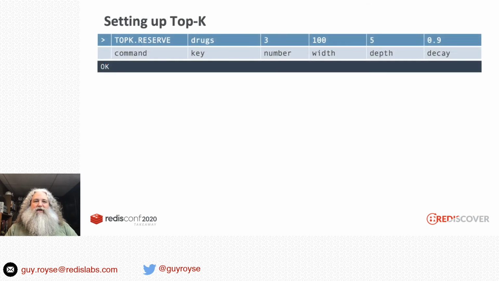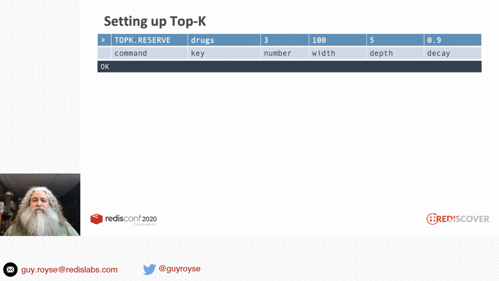Here is setting up a top K. We call topk.reserve. Here we're going to do some various pharmaceuticals. We're going to keep track of the top 3 most, let's say, prescribed pharmaceuticals. Give it a width of 100, a depth of 5, a decay of 0.9. If you make that number bigger, decay is less likely. If you make that number lower, decay is more likely.